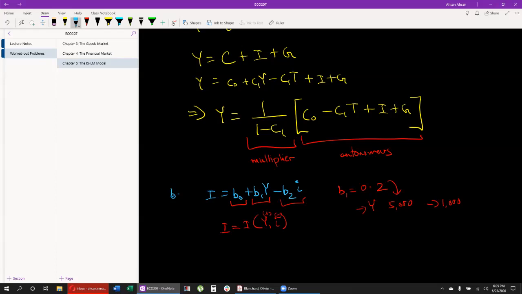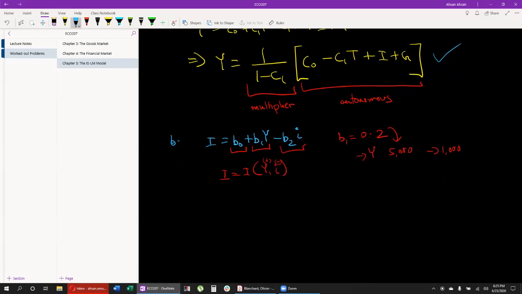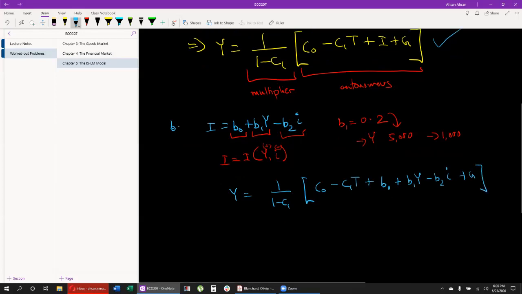Now what we're going to have to do is take this equation and plug it into our equilibrium condition. If we do that, I think this is going to turn into a bit of a messy calculation, but let's see. C naught minus C1 T plus I. I is B naught plus B1 Y minus B2 i, plus G. Okay, straightforward so far.